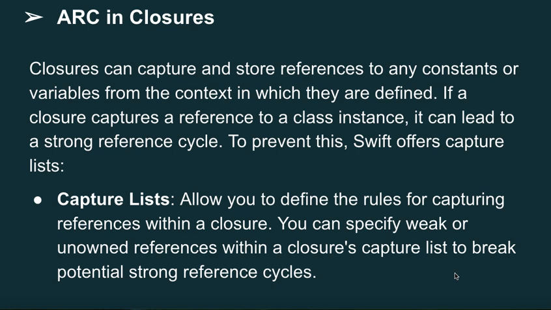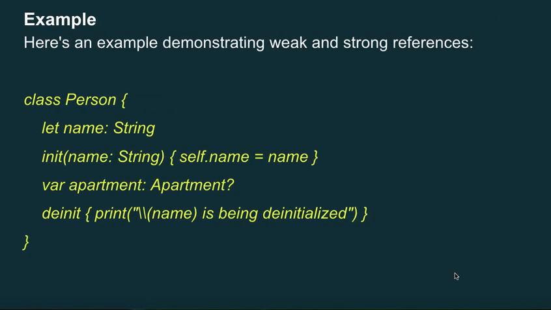You can specify weak or unowned references within a closure's capture list to break potential strong reference cycles. Example. Here is an example demonstrating weak and strong references.